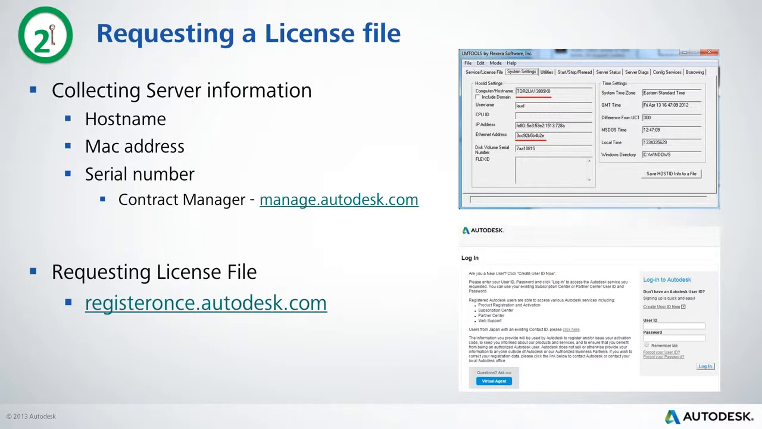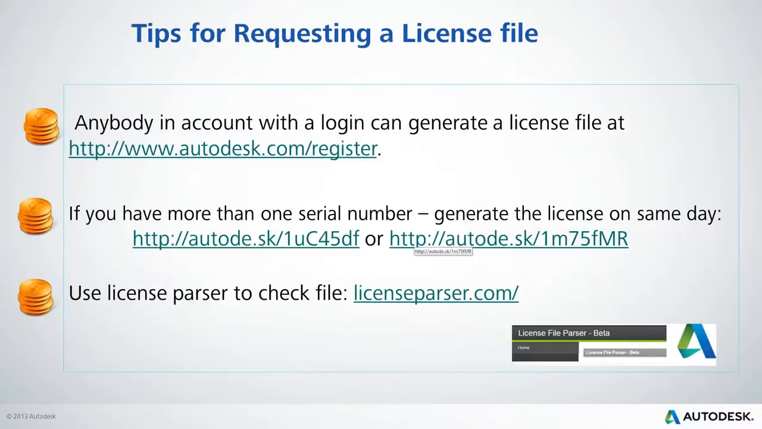Okay, so here are some tips for requesting a license file. Anybody with an account can generate a license file. If you have more than one serial number, generate the licenses on the same day. This is very important. If you purchase 10 AutoCADs today and get a license file for it, and next week you get 10 licenses of the Building Design Suite, and you generate a license then and simply append the Building Design Suite to your current license file, then the Building Design Suite is going to have a newer date.